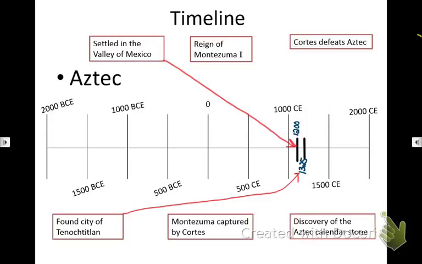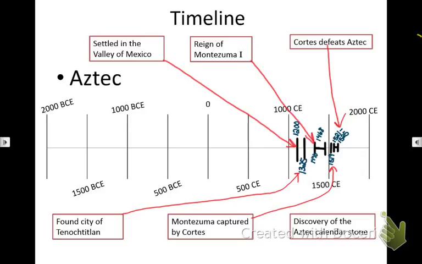Following our reading, the reign of the great Aztec ruler Montezuma I was in 1440 to 1468. Again, it's a block of time, so you have to block it in on your timeline. Then, in 1519, we hear about Montezuma being captured by Cortez. And finally, in 1521, Cortez finally defeats the Aztecs.